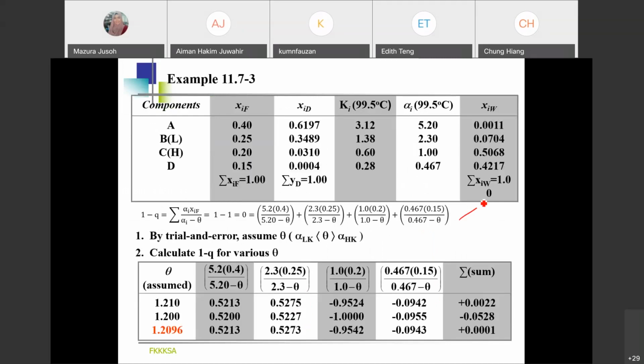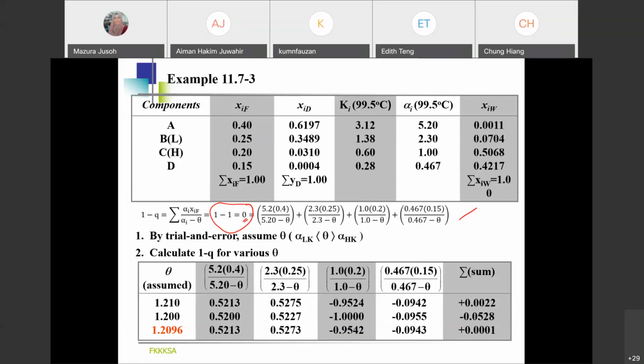If you notice in the slides that I have uploaded in the e-learning, there's a typo here. Q in this case is 1, so 1 minus 1 is 0, not 1 minus 0 is 1. Please look at your slides and correct them yourself, so that you are not confused later when you refer to the slides.